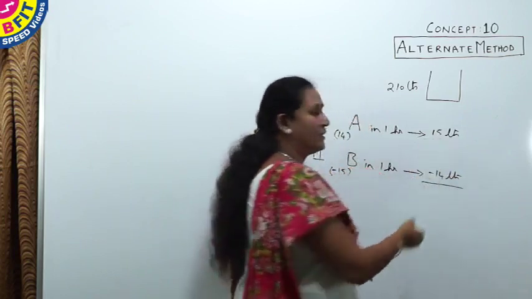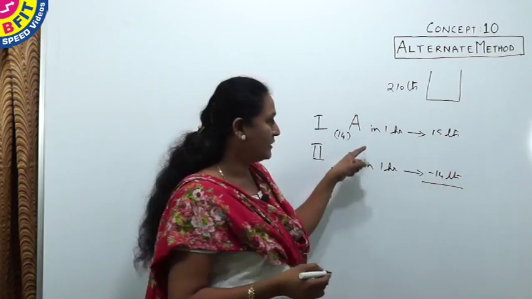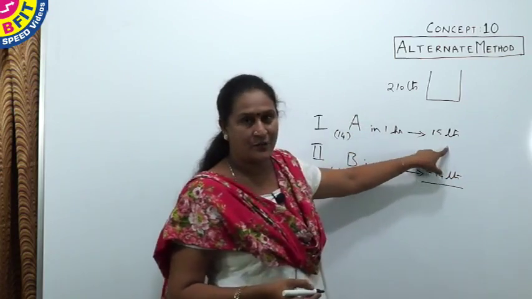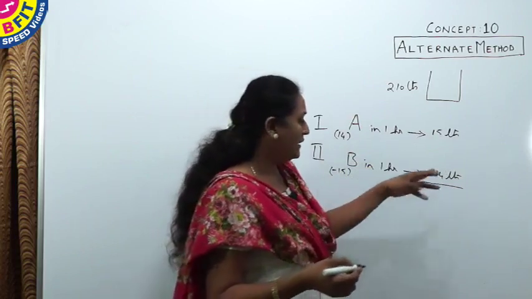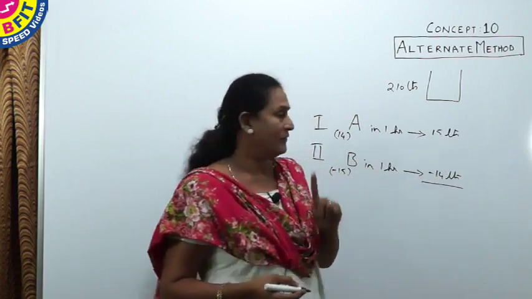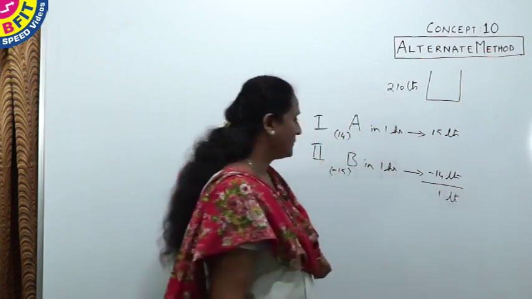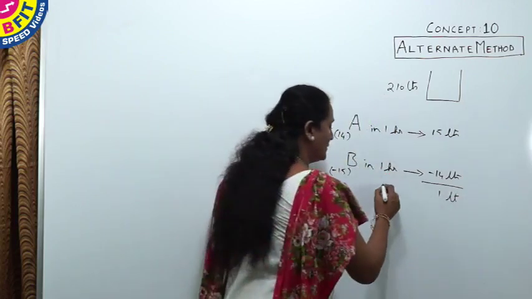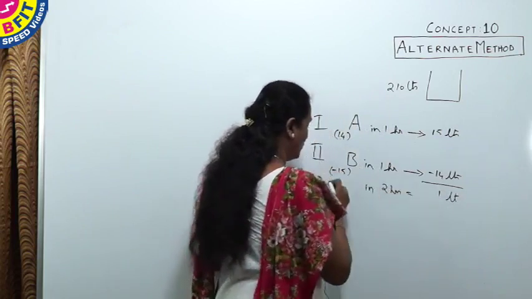So how much water will be there in the tank effectively in 2 hours? Here, first hour 15 liters is poured. Second hour, A is closed and B is open, it takes away 14 liters. So effectively you will have only 1 liter in 2 hours. So when both are open.